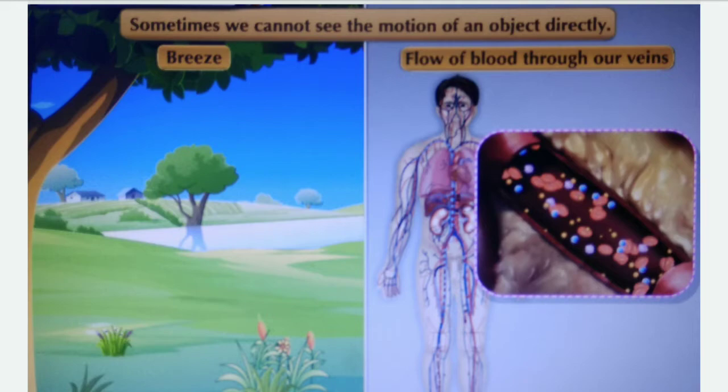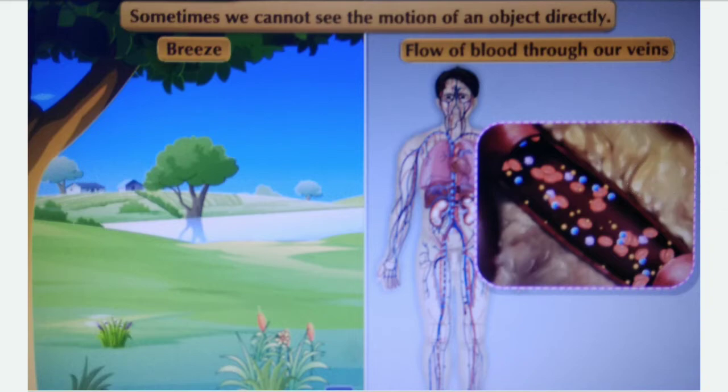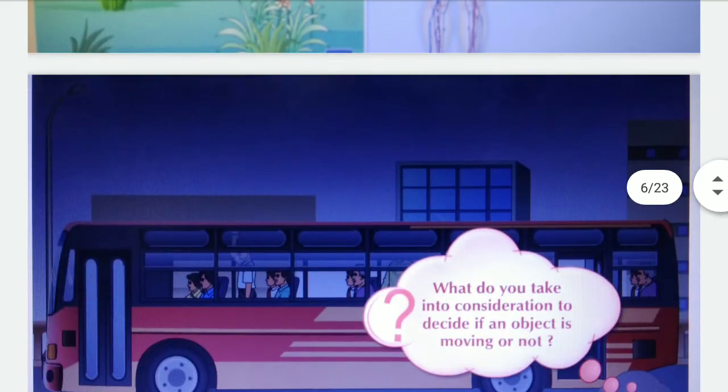In another picture, what is shown? Observe the flow of blood through our veins. We cannot see how the blood is flowing through our veins, but actually it is the motion of blood flowing from one point to another point. Therefore, sometimes we cannot see the motion of an object directly, but actually the object is in motion.